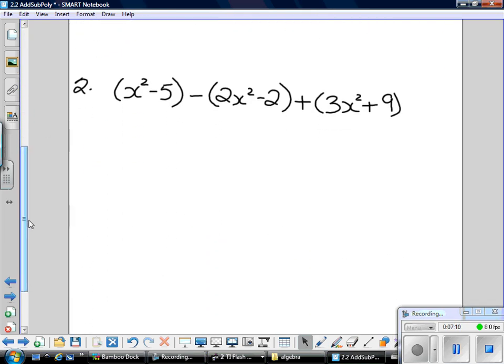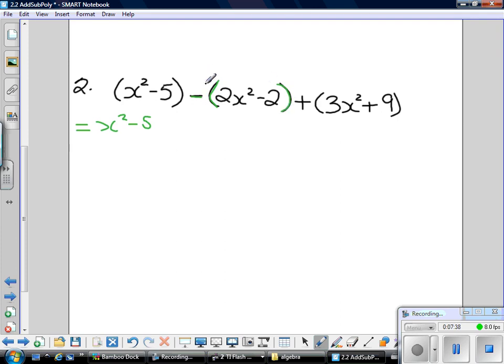This time I have 3 polynomials. I could have as many as I wanted. Some are being added, some of them are being subtracted. So let's look a little bit closer at this one. Okay, so the first one, I'm going to take the bracket off of it right away. Now the second polynomial, it tells me I'm subtracting it, and I'm only subtracting this one, okay?